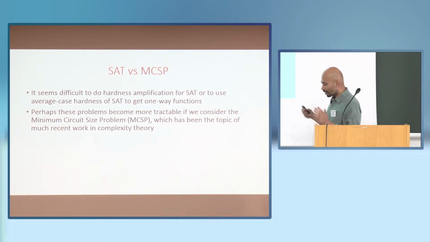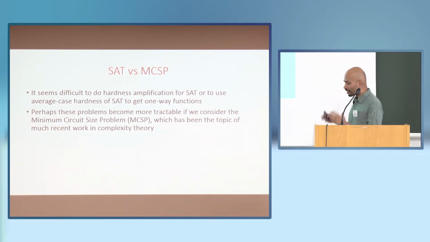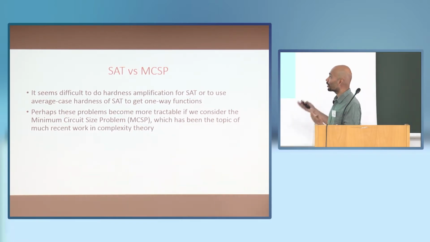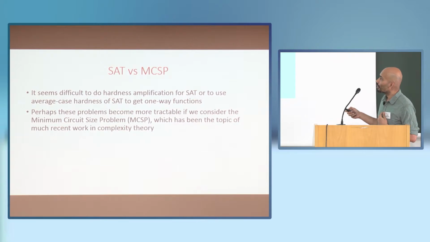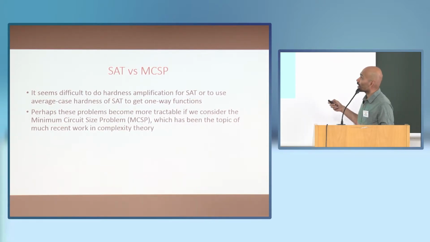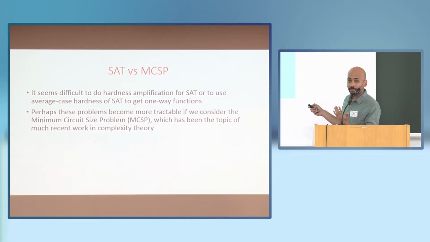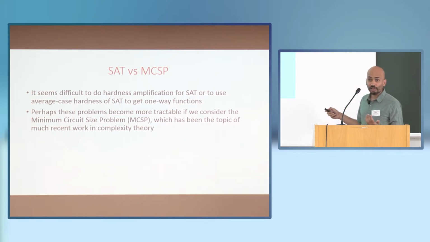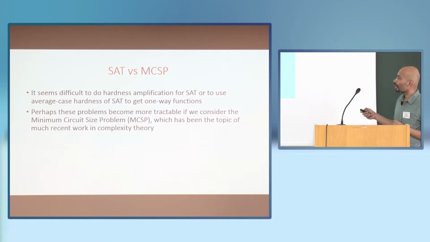Okay, so far what I've talked about in terms of separating these worlds is in Impagliazzo's original formulation, where you consider hardness of NP and hard on average and so on. So implicitly, you're thinking about satisfiability, which is a canonical NP-complete problem. And it seems difficult in general to do hardness amplification for SAT, as we saw with some of the black box results, or to use average-case hardness of SAT to get one-way functions.